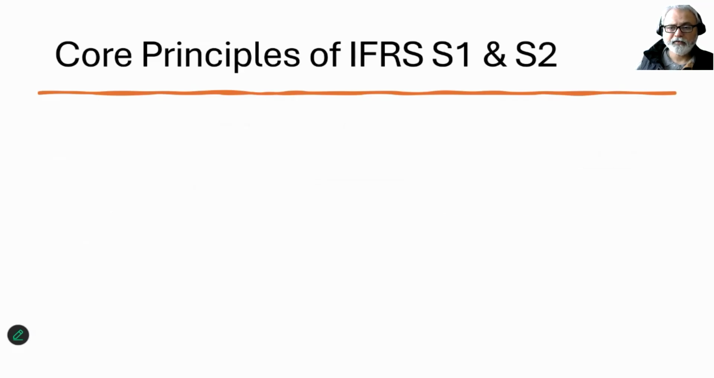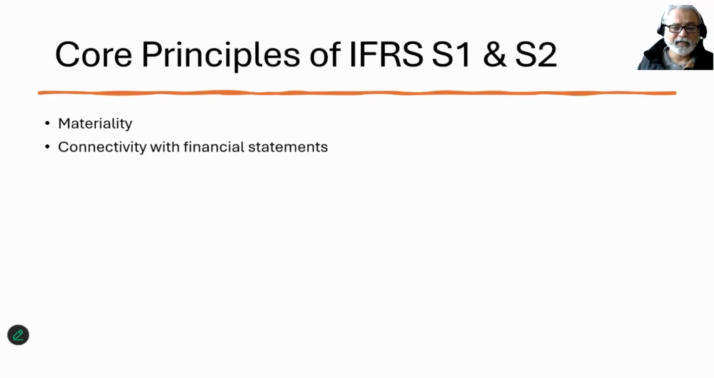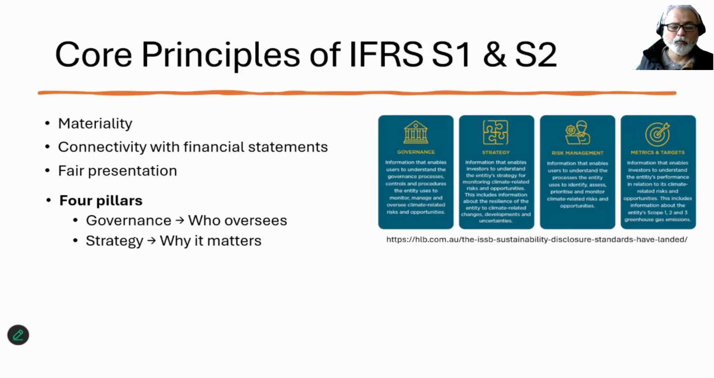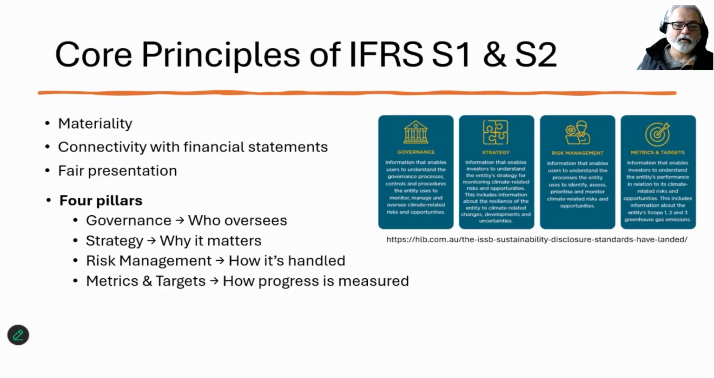The core principles of IFRS S1 and S2 focus on materiality. So it's the same concept as for financial reports, but here you take into consideration broader risks than just dollar amounts. They focus on connectivity with financial statements, so they link sustainability to financial statements, and the emphasis is on fair presentation: provide a balanced disclosure and not greenwashing. There are four pillars that provide a structured way to analyze any sustainability issues. They include governance, who provides oversight within a company; strategy, why does it matter; risk management, how are risks handled; and then metrics and targets, how progress is measured.